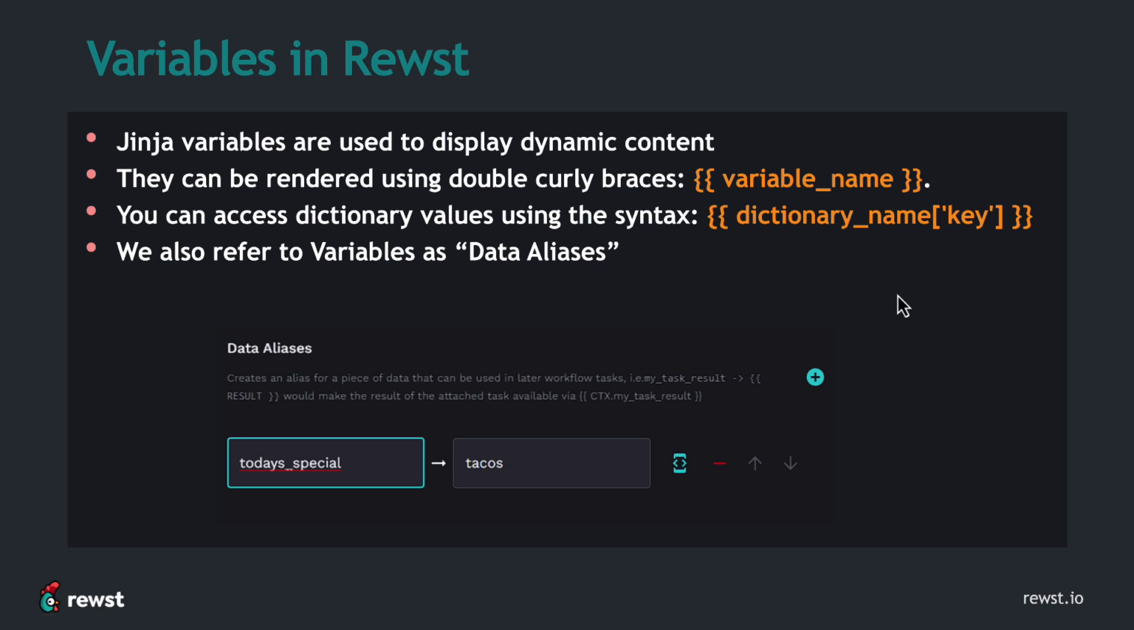As we discussed in Rewst 102, we have variables that live in this place called the context, and we refer to those as context variables. Those variables are created within the Jinja world, and we can also create variables in a section of our workflows called data aliases. So whether we're calling them variables, context variables, or data aliases, these are three different terms referring to the same thing. In this slide here, we're just highlighting that we can create data aliases and assign values to them. And this is all done behind the scenes using Jinja.